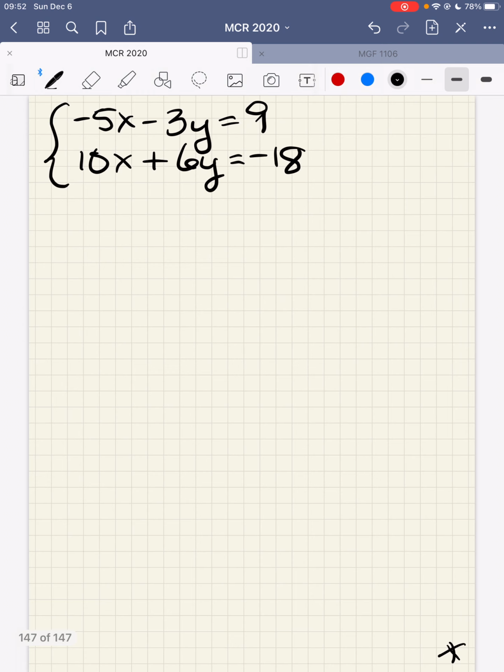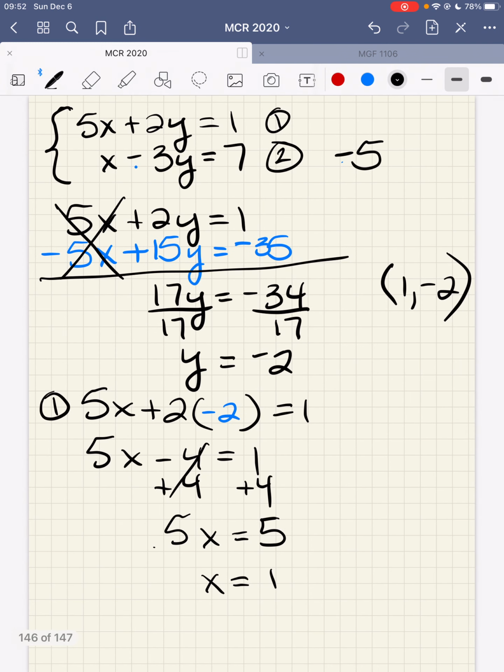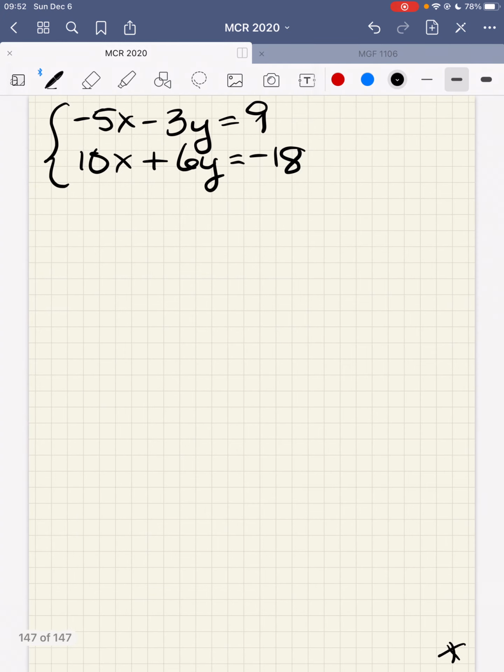Well, I do have one more. Okay, great. So this again was one of ours. This is where we get one solution. Let's look at our last one here. And I have 5x minus 3y is equal to 9. That's equation 1. 10x plus 6y is equal to negative 18, my equation 2.